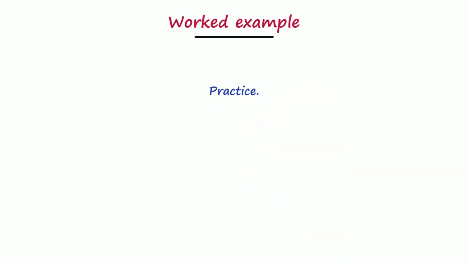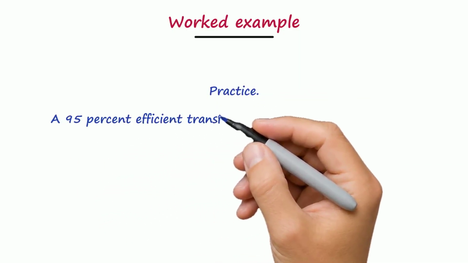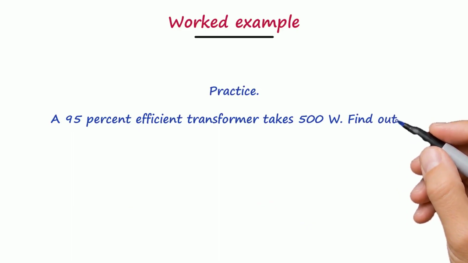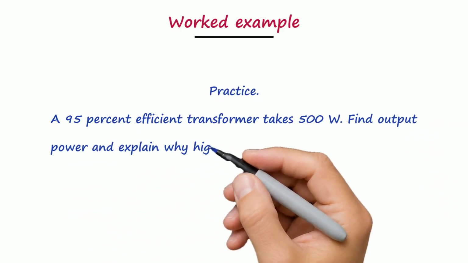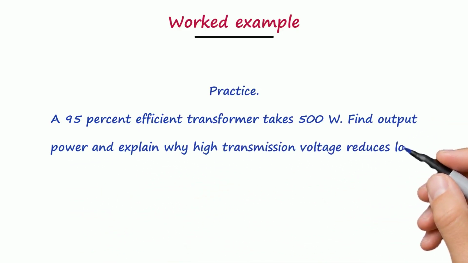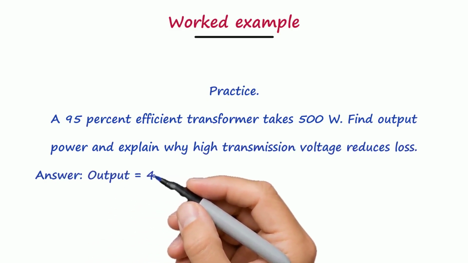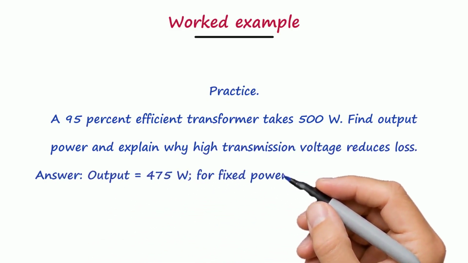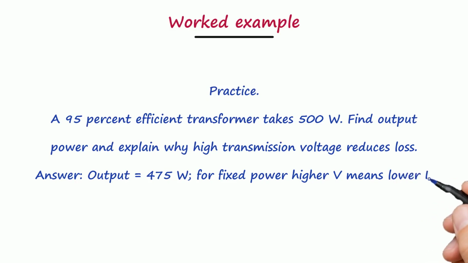Practice. A 95% efficient transformer takes 500 W. Find output power and explain why high transmission voltage reduces loss. Answer: output equals 475 W. For fixed power, higher V means lower I, and I squared R loss falls.